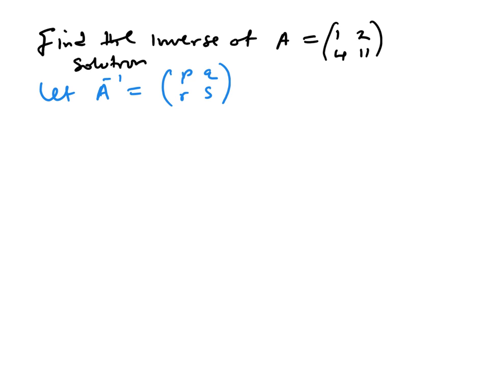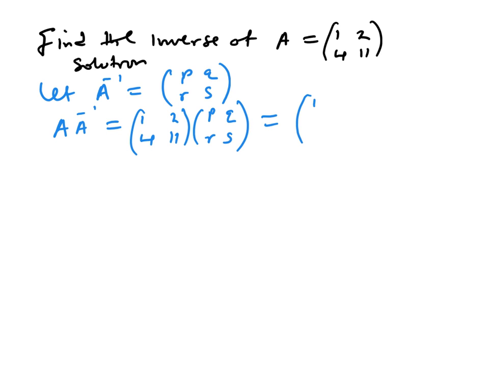So let's exploit this property of a product of a matrix and its inverse equal to an identity matrix, and we know that A times A inverse must be equal to, in this case, A is 1, 2, 4, 11, multiplied by P Q R S. It should give us the identity matrix, which is 1, 0, 0, 1. This is a property of a matrix and its inverse. When you multiply a matrix and its inverse, it will always give you an identity matrix.